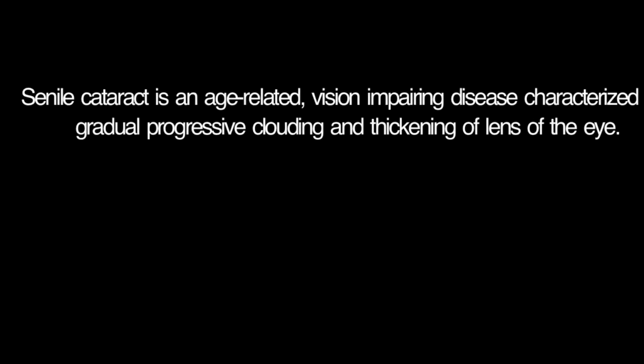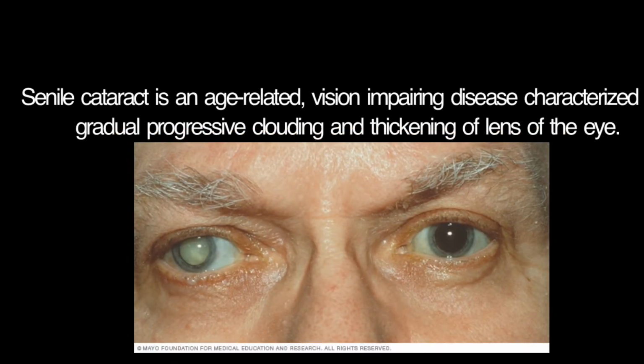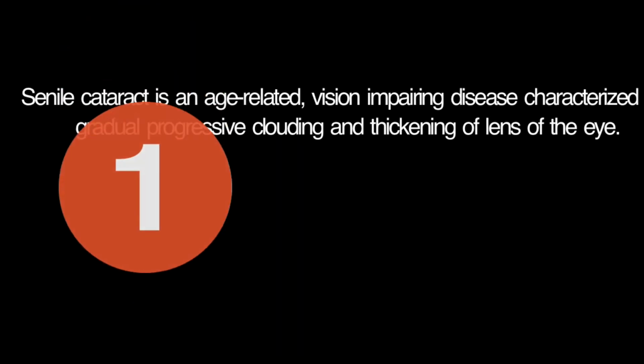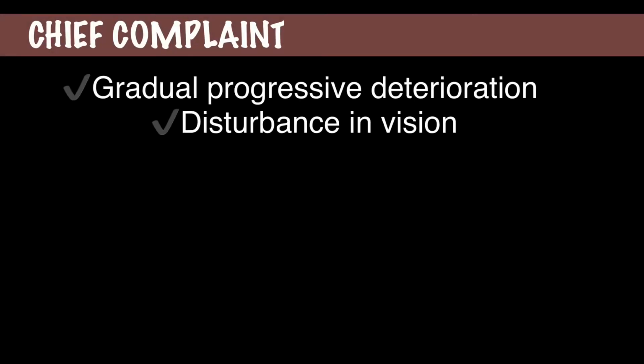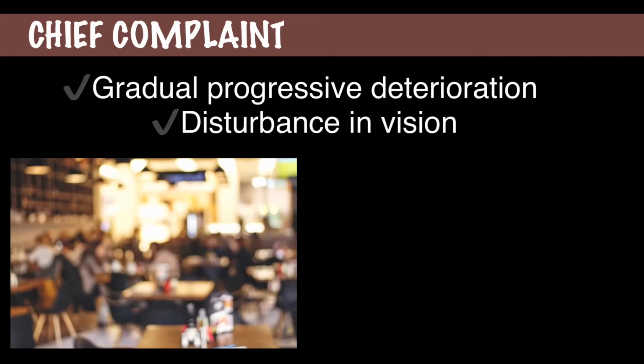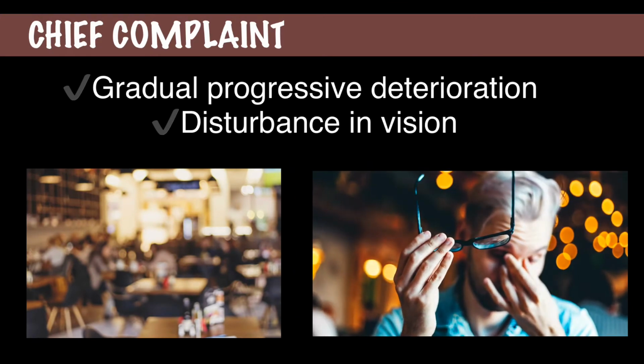Senile cataract is an age-related vision-impairing disease characterized by gradual progressive clouding and thickening of the lens of the eye. It is the world's leading cause of treatable blindness. A patient with senile cataract often presents with a history of gradual progressive deterioration and disturbance in vision. Such visual aberrations are varied depending on the type of the cataract present in the patient.